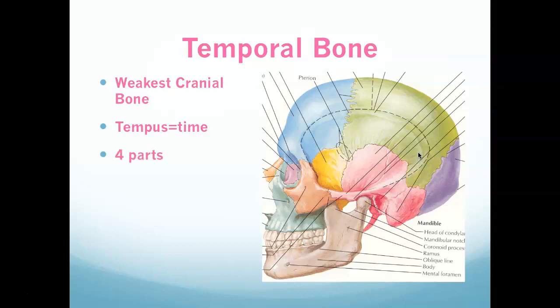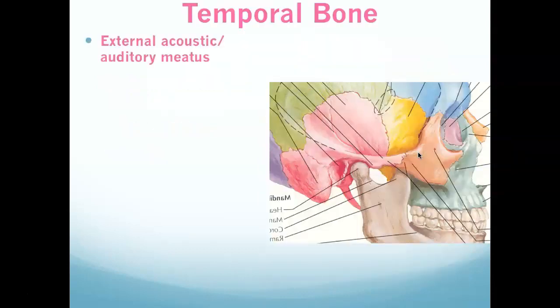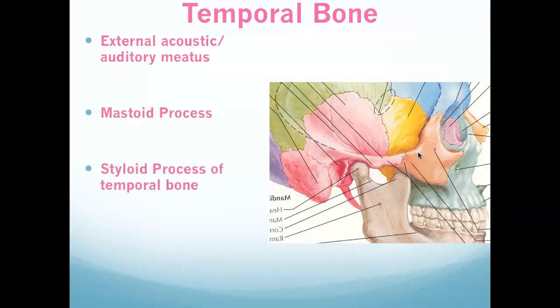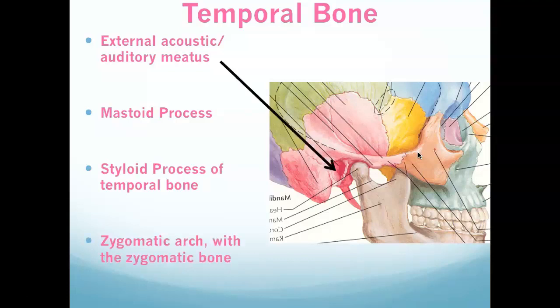So there are 4 parts on our temporal bone. First we'll discuss the external acoustic auditory meatus, then the mastoid process, styloid process of the temporal bone, and the zygomatic arch with the zygomatic bone. So here we see an opening. There's a little, almost looks like a hole on the skull, but it's actually a canal. The word meatus means canal, and that's why it was named so.